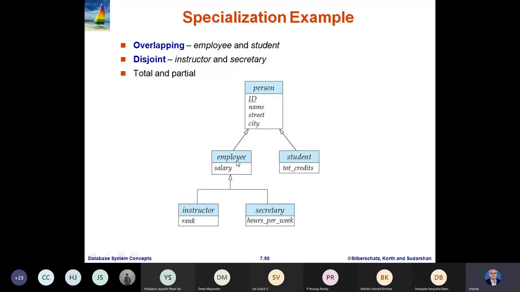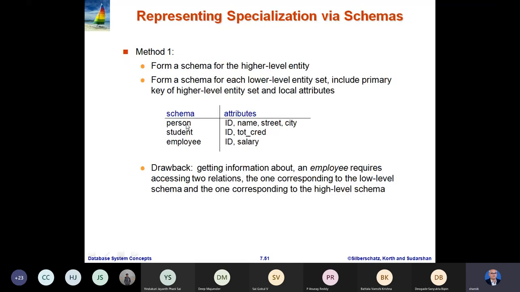So basically, I have to join these two tables, the person and employee table, on the ID column, so that we get name, street, and city from the person table, and salary from the employee table, and ID I can get from either of these. So that is what it means, that this is a possible drawback. An employee requires accessing two relations, the one corresponding to the low level schema and the one corresponding to the higher levels.